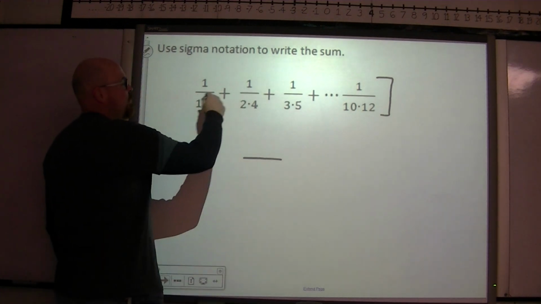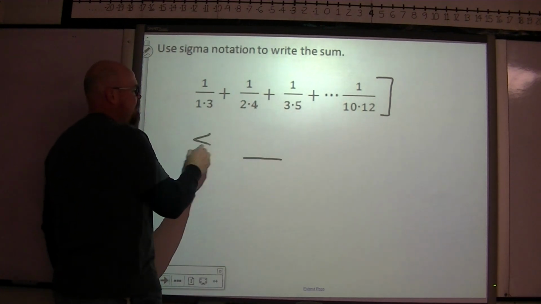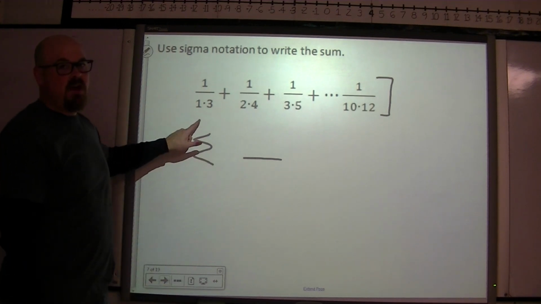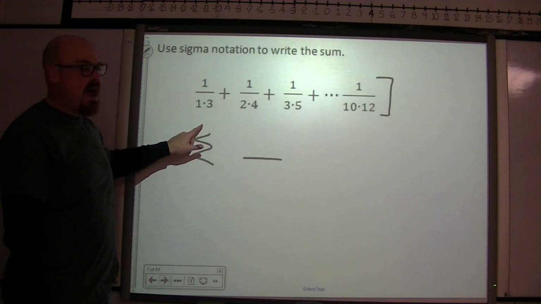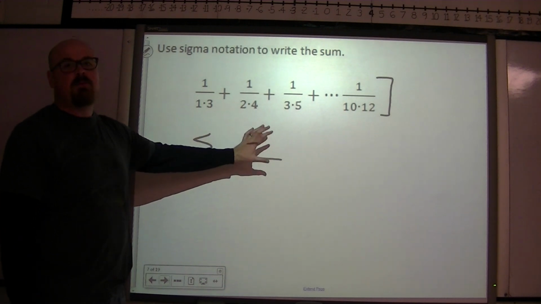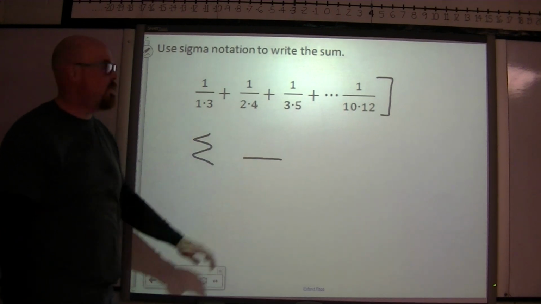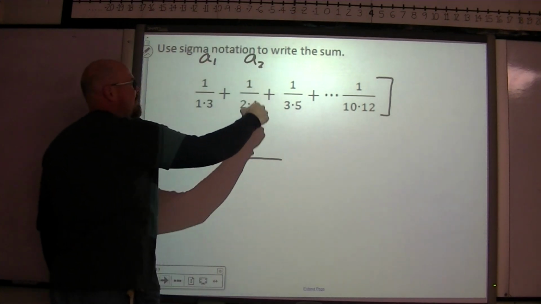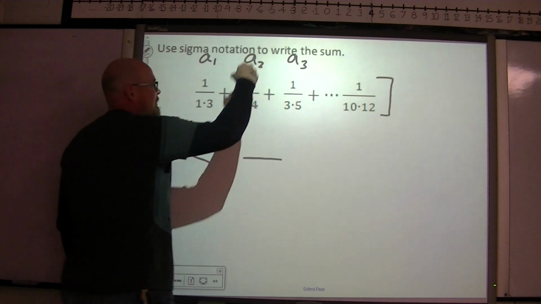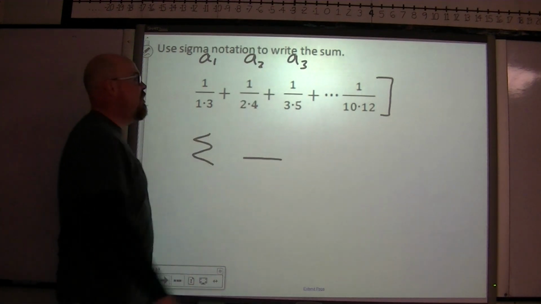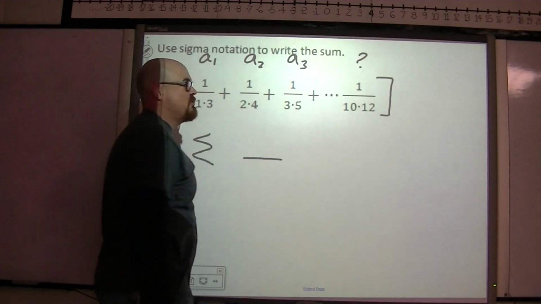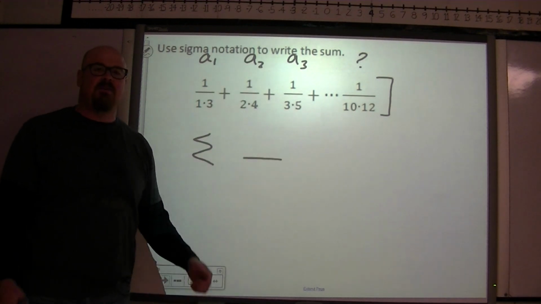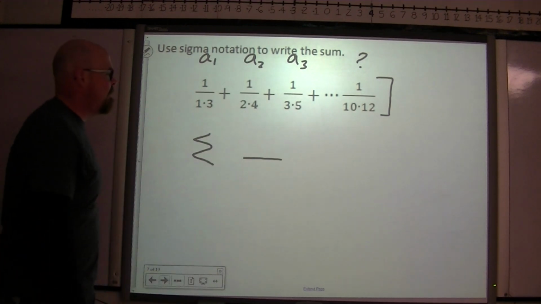Right? So for this rule, we're supposed to come up with sigma notation. Sigma notation says, tell me where to start, tell me what number I plug in when to stop, and tell me what rule I'm plugging these numbers into. Right? So we're saying that this is the first term, this is the second term, and this is the third term, so on and so forth. What term is this? I'm not sure. Okay? But I should be able to come up with my rule just based on a few of these terms that are written down. Okay?